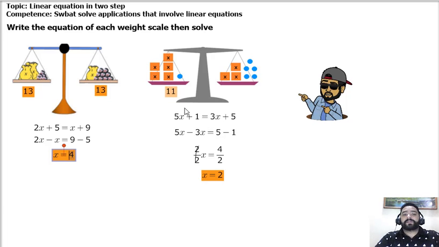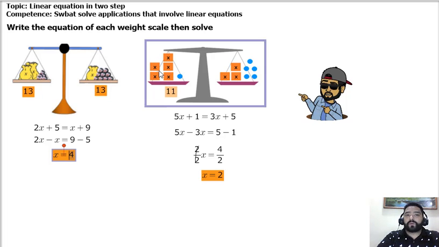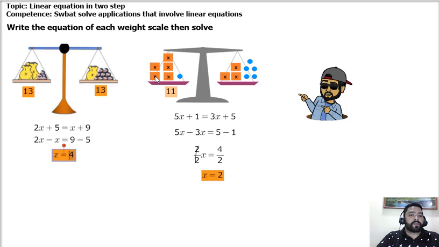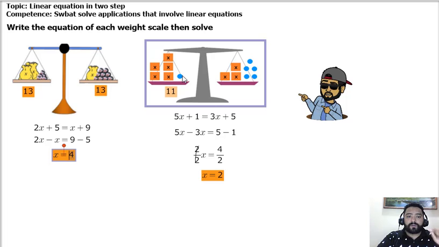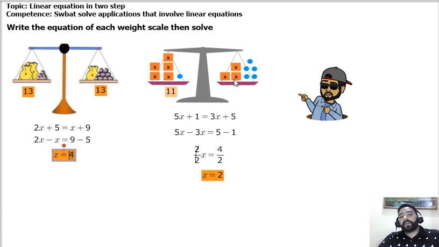And in the second weight scale, we have a balanced weight scale, and we have this square with a pound that we don't know, so we represent it with the variable x. And we have 5x of this one, we represent as a 5x plus one circle that we have here, only one. And on the other side, we have 3 boxes, and we represent as a 3x plus 5.